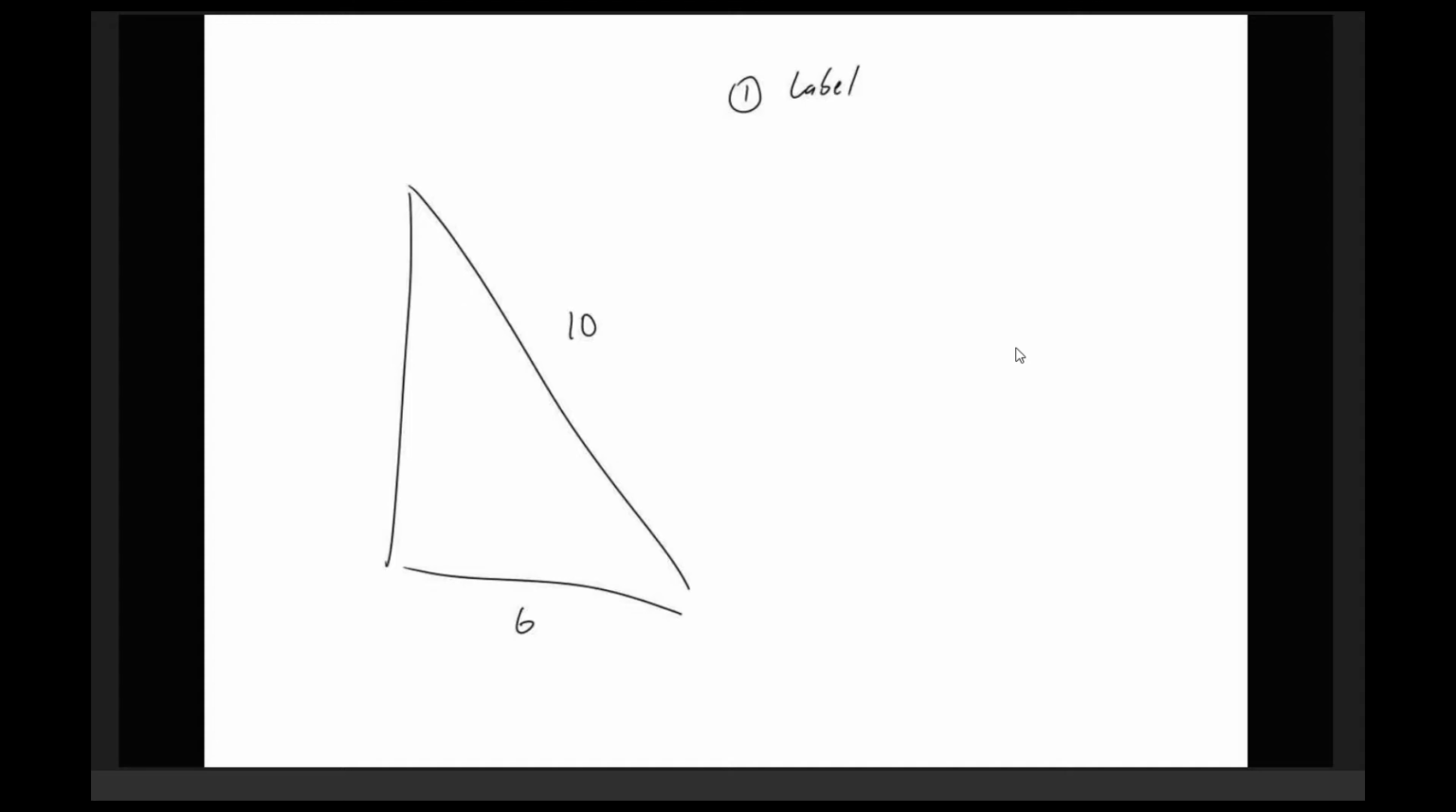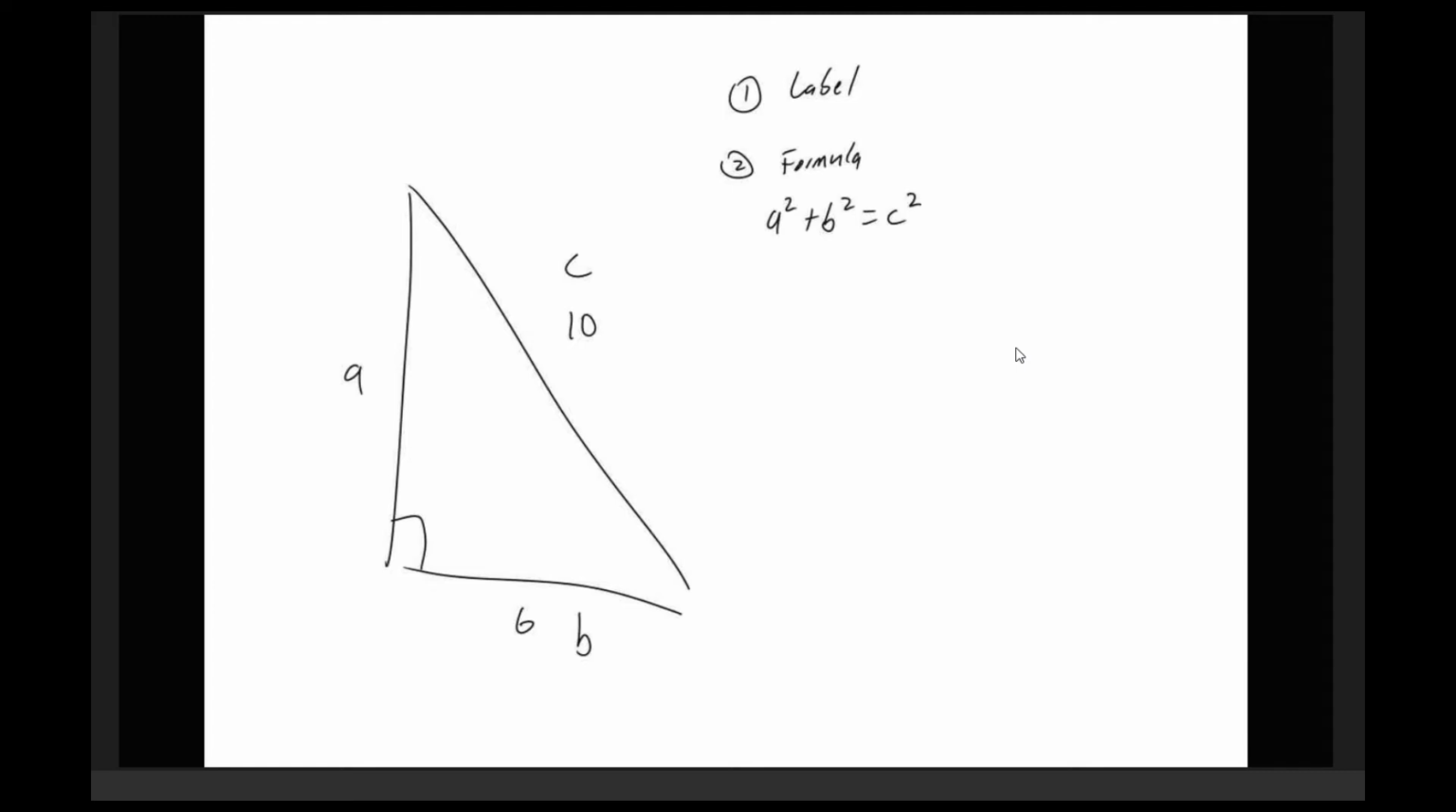Let's say I have another triangle, and this is side 6 and 10. Step 1, we label. Remember, the only important one is we label C correctly. C is opposite the 90-degree angle, so this side is going to be C. The other ones don't matter, so let's keep it looking the same. We have A and B like this. Step 2 is we write the formula. So the formula is A squared plus B squared equals C squared.